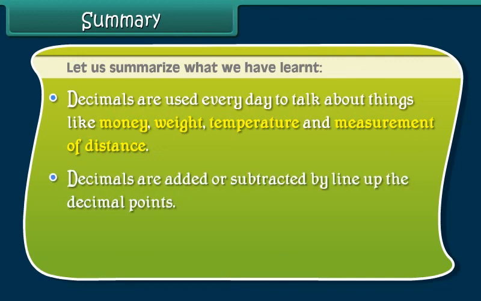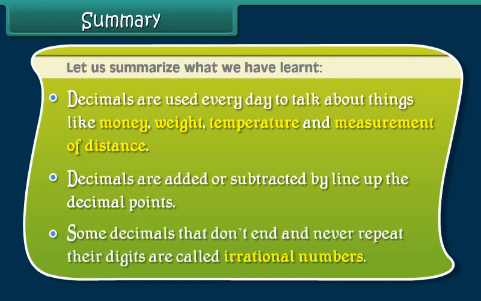Decimals are added or subtracted by lining up the decimal points. Some decimals that don't end and never repeat their digits are called irrational numbers.